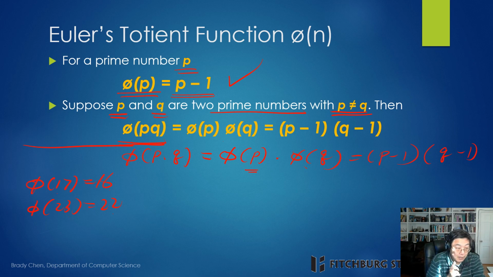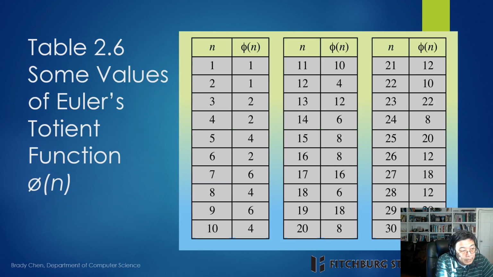This is a very important property because later on in computer security, network security, we're going to use this one. Okay. Now, we have talked about Euler's totient function, and then we may ask a question. Why do we want to introduce this function?